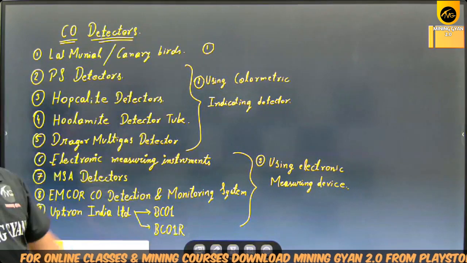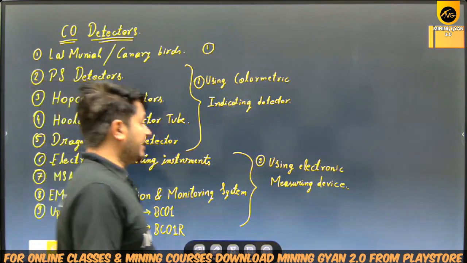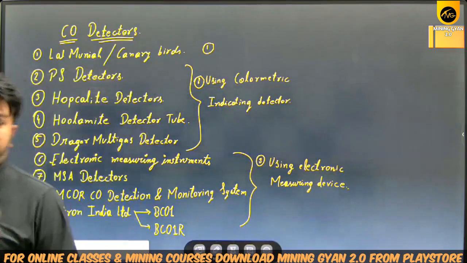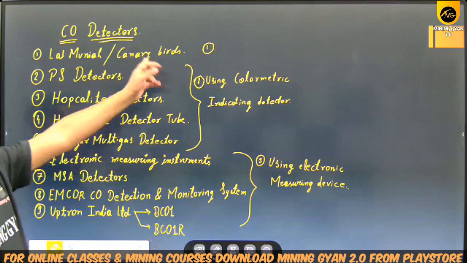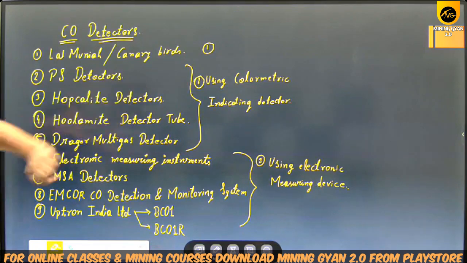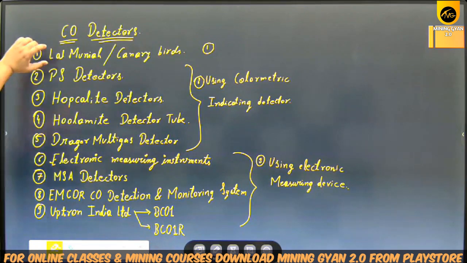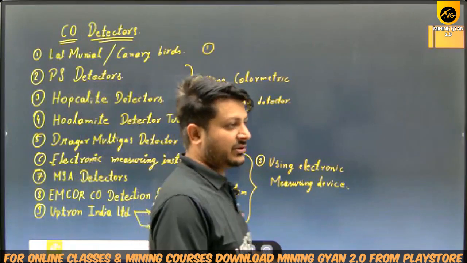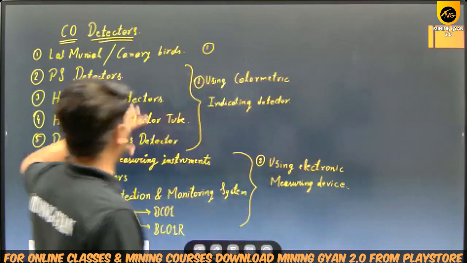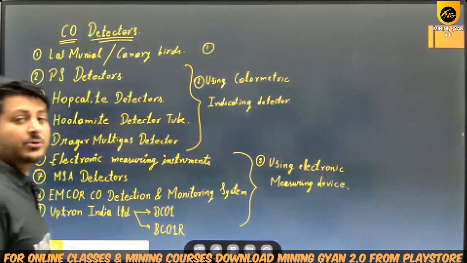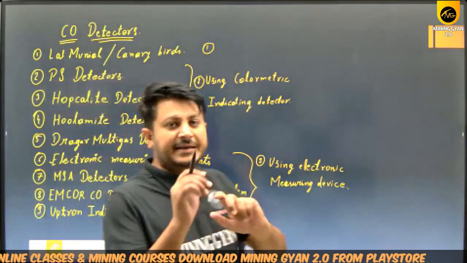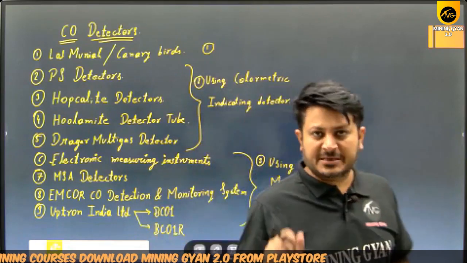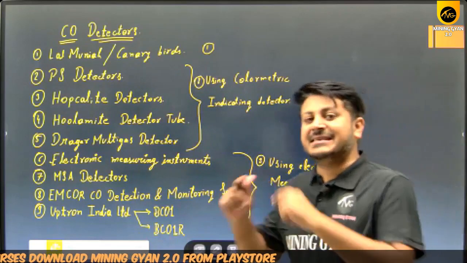These are the three things basically which are used for the detection and the estimation of CO. Basically, in the first topic, we have to cover the birds or the mouse which are being used in the mines for the detection of CO. But in the second topic, we will use some sort of indicators which will show you the percentage of CO or the presence of CO by changing their color.